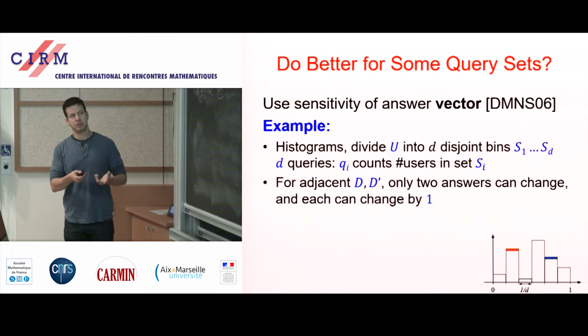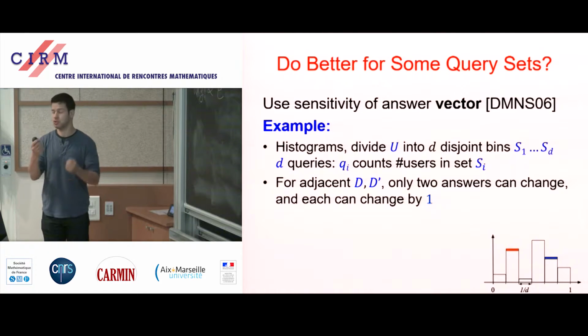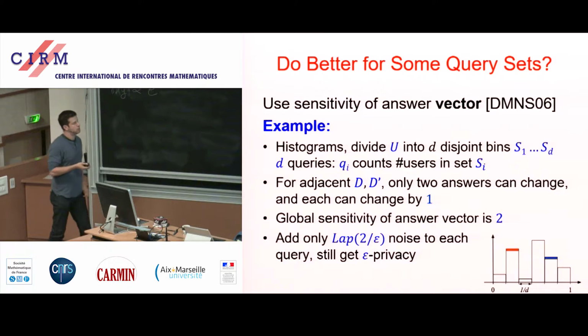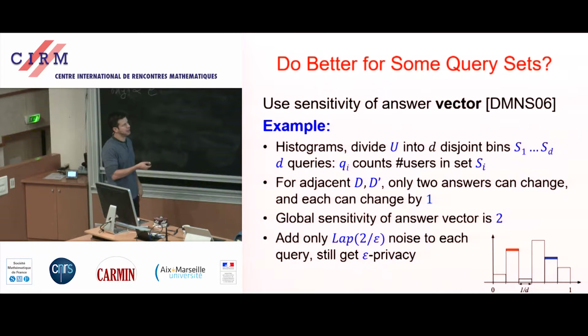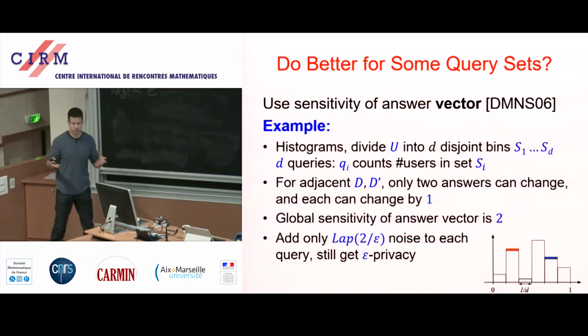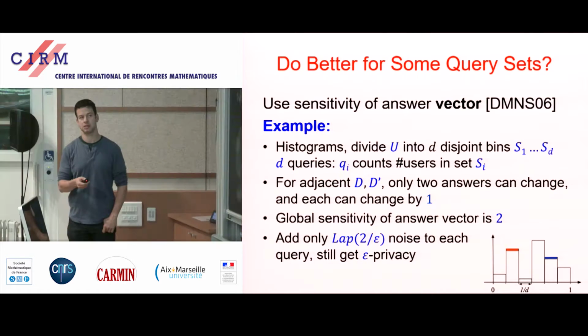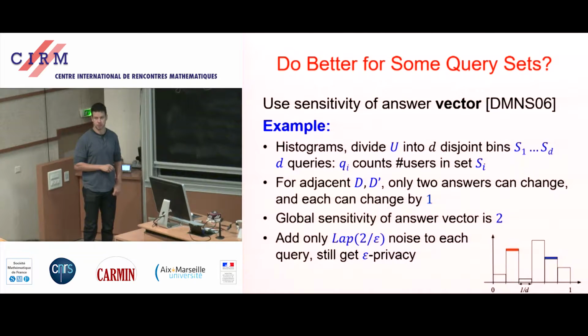This is very different from the situation where we were trying to answer a general collection of D counting queries where all the answers could change by one simultaneously. Here, only two of the answers can change. The way this is captured is the global sensitivity of the answer vector: if you look at the answers as a vector and measure its global L1 sensitivity, that sensitivity is only 2. For adjacent databases, that vector can only change by 2. And there's a theorem showing that we can add Laplace noise of magnitude only 2 over epsilon. So we don't need to scale the noise to the number of queries being answered, D. We can leverage the structure in this query set and add less noise, still getting epsilon differential privacy.